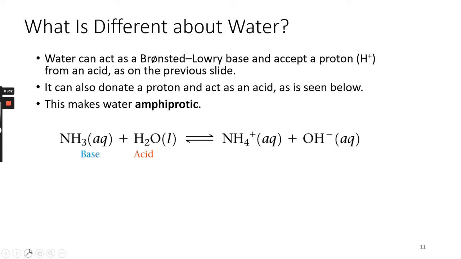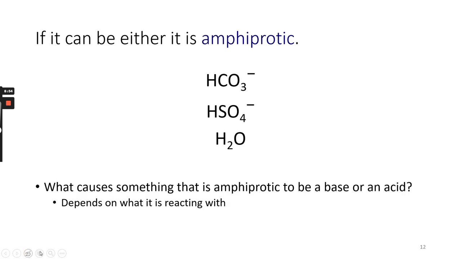What is different about water? Water can act as a base and accept a proton and form an acid, as on the previous slide. So it could act as a base or an acid. It can donate a proton and act as an acid, or it can accept a proton and act as a base. This makes water amphoteric. If it can be either an acid or a base, it's amphoteric.